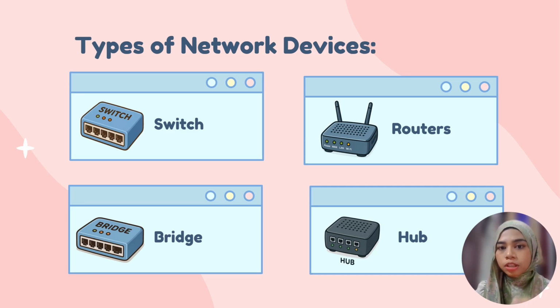Next, we have switch and hub. A switch is more commonly used nowadays compared to a hub. A switch connects multiple devices in the same network, but unlike a hub, it sends data only to the specific devices that actually need it. That's why it's more commonly used. It's faster and more efficient. The next one is hub. A hub is a very simple device. It connects devices in a network and sends data to all of these devices, even if only one of them needed it, which is why it's slower and less commonly used. Lastly is the bridge. A bridge links two separate network segments and makes them act like one. It helps reduce traffic by checking MAC addresses and only forwarding data where it's needed.